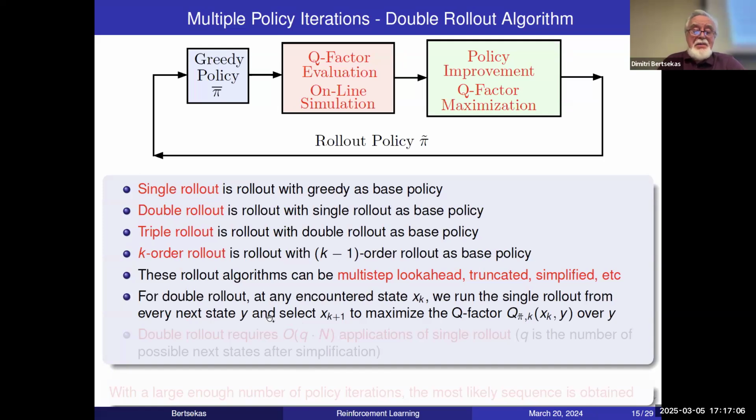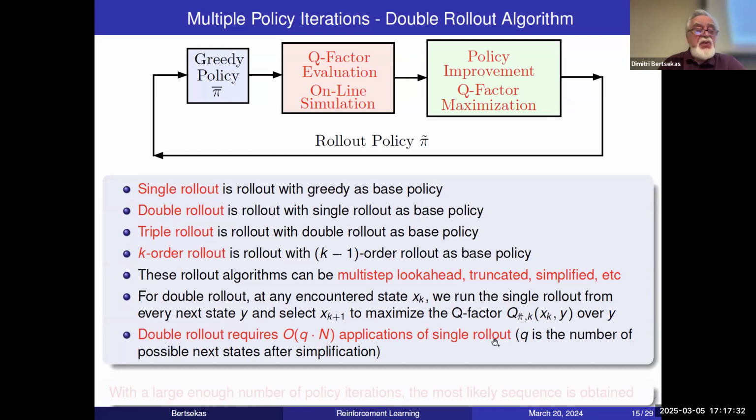Now, double rollout works as follows. At any encountered state, we run the single rollout from every next state and select x_{k+1} to maximize the Q factor over y. But that involves a lot of computation. It's rollout on rollout in a loop, and it requires O of Q times N applications of single rollout, where N is the horizon, right? And Q is the number of possible next states after you simplify the number of possible next words. Still, with every round of rollout, there's an amplification factor of the computation that's given by this. And that can be substantial.